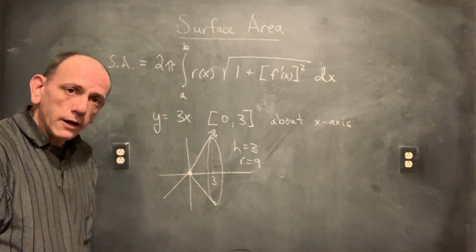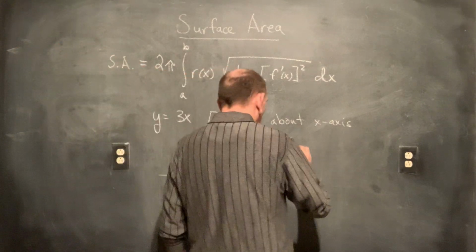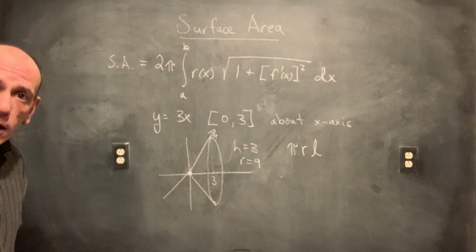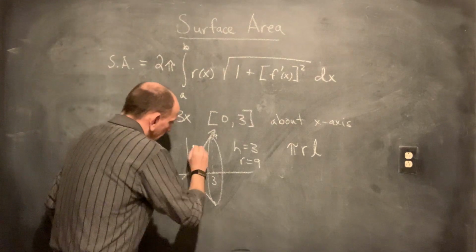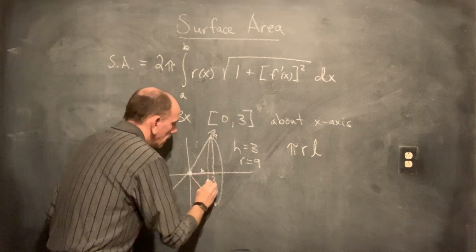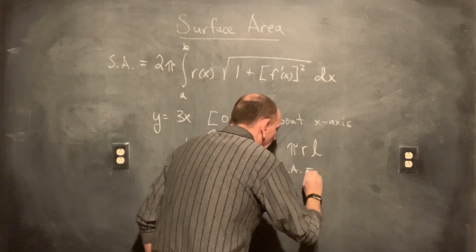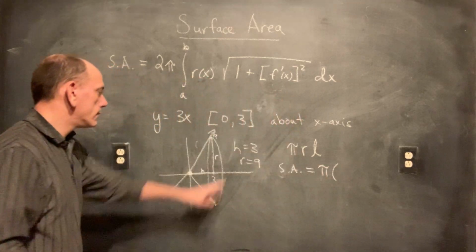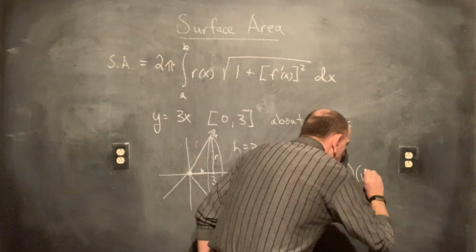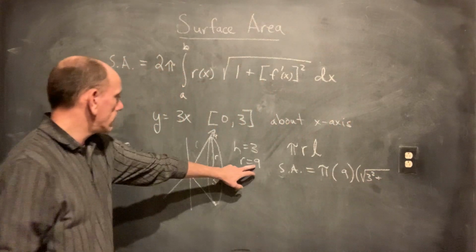And the surface area of a cone, we can just get straight from geometry, is pi r L, where L is the slant height. Now that L, the slant height here, is just the square root of h squared plus r squared. So for our surface area from geometry, we've got pi, our radius was 9, and our slant height is the square root of the height squared, 3 squared, plus the radius squared, so 9 squared.